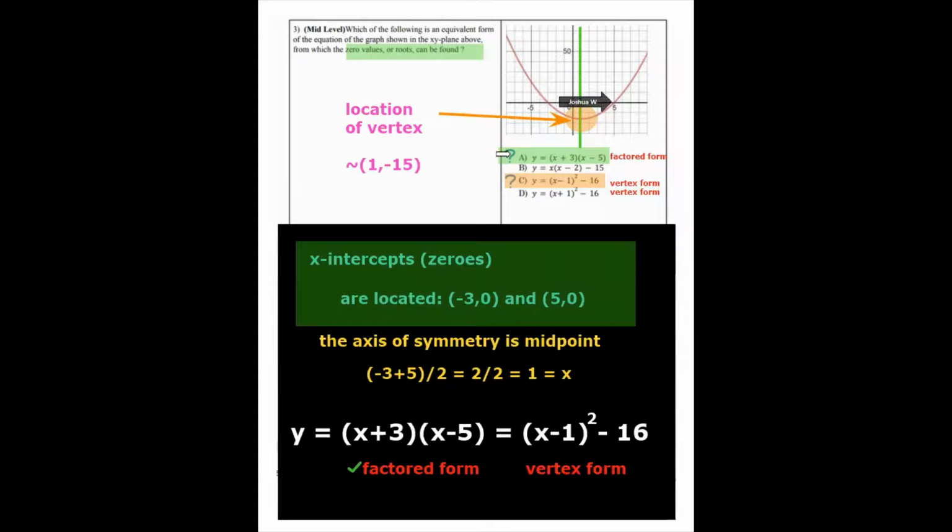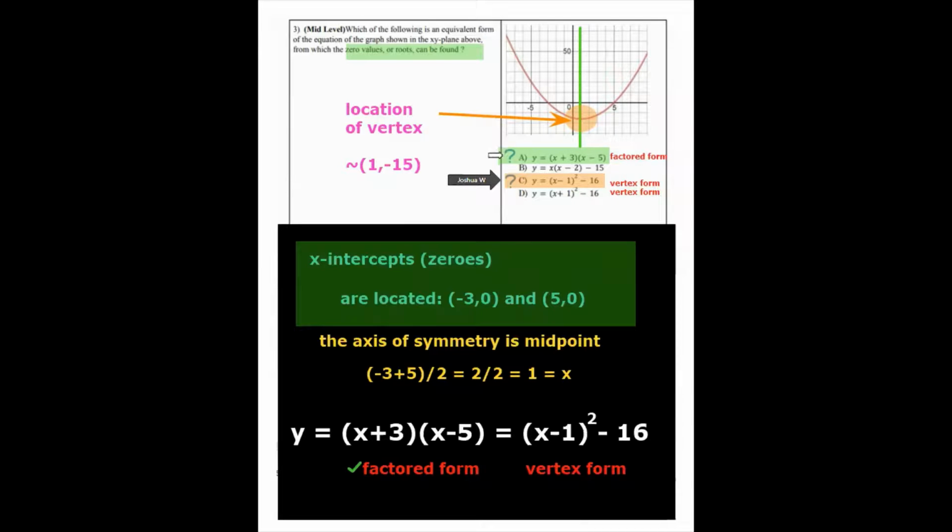So A is correct. But we also have the fact that if we plug in for x here, it looks like we are at about -15. It looks like -16 seems like it would be correct. Choice C is vertex form.